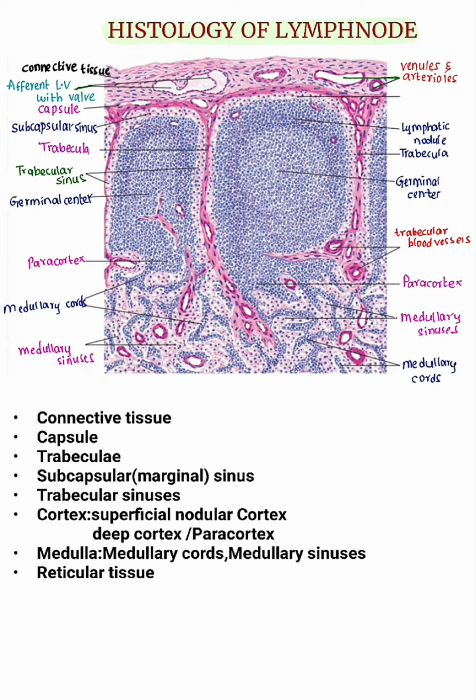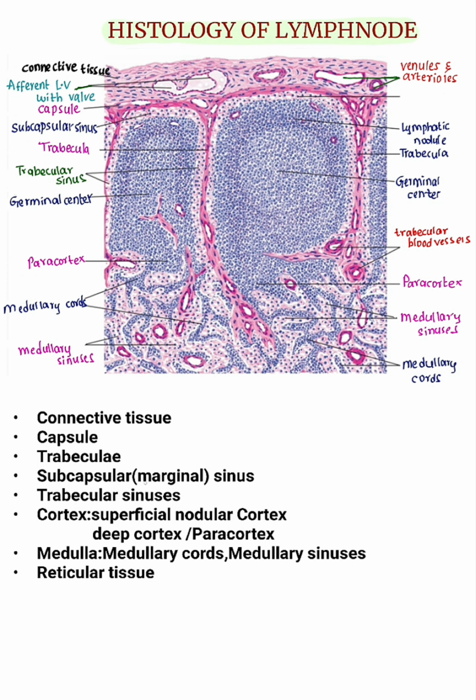Trabeculae. Trabeculae arise from inner surface of capsule and they extend into the substance of lymph node. They extend through cortex and medulla. Trabeculae is also dense connective tissue. It contains numerous trabecular blood vessels.